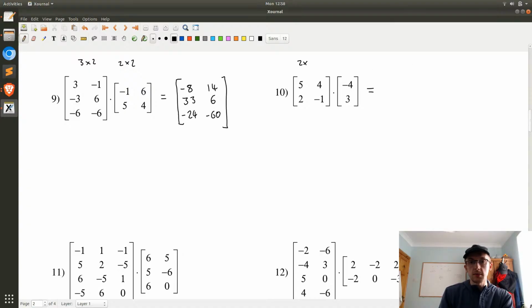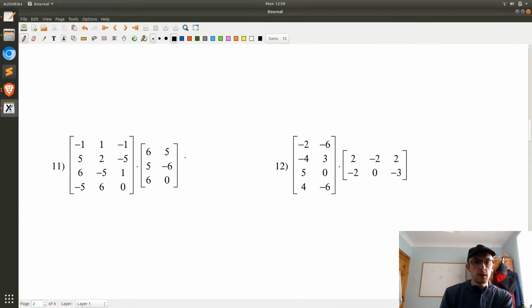Here we have a 2 by 2 matrix and a 2 by 1 matrix. So the output will be 2 by 1 and defined. So 5, 4 dot negative 4, 3 is negative 20 add 12, which is negative 8. 2, negative 1 dot negative 4, 3 is negative 8 take 3, which is negative 11. Fine.